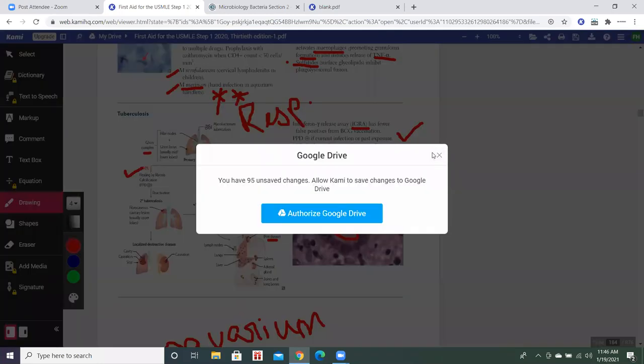If not, the more commonly done screening test in third world countries is PPD. So PPD is not commonly asked. That's why I did not put a lot of emphasis.